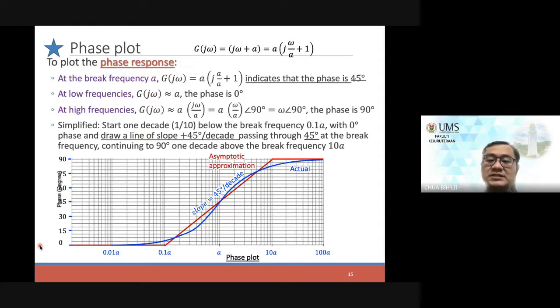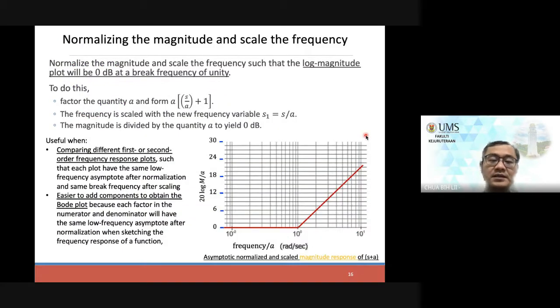But in actual, this is how it looks like. So the blue line will represent the actual plot itself. But what we plot in the final exam or for our own purpose of estimation, to check whether the software is plotting correctly or not, we just use the asymptote approximation, just use a straight line. So that would be more than sufficient. So remember what you have learned just now is only for one transfer function, which is s plus a, right?